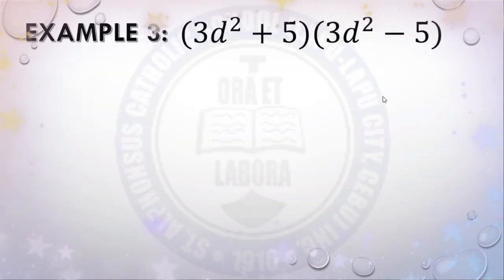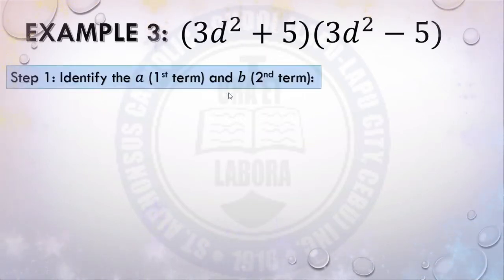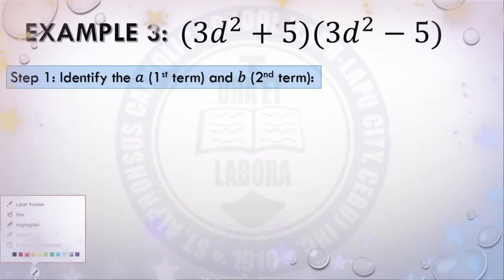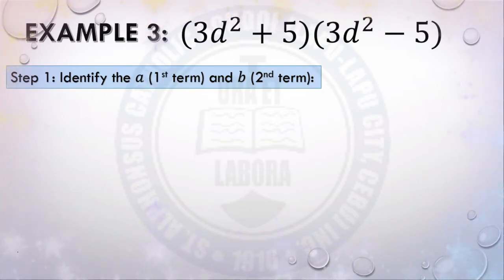Now, we are on the third example: (3d² + 5)(3d² - 5). Proceed to step 1. Identify the first term and the second term. What is our first term? What is our second term? Please put your answer below.